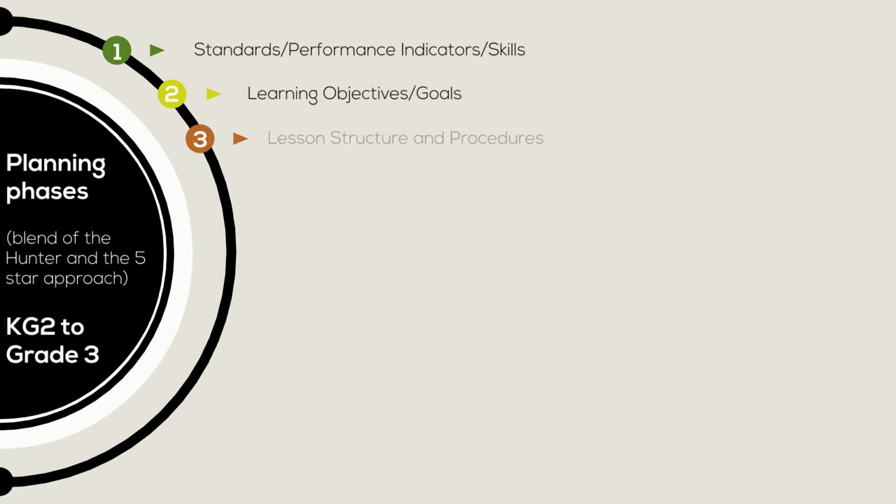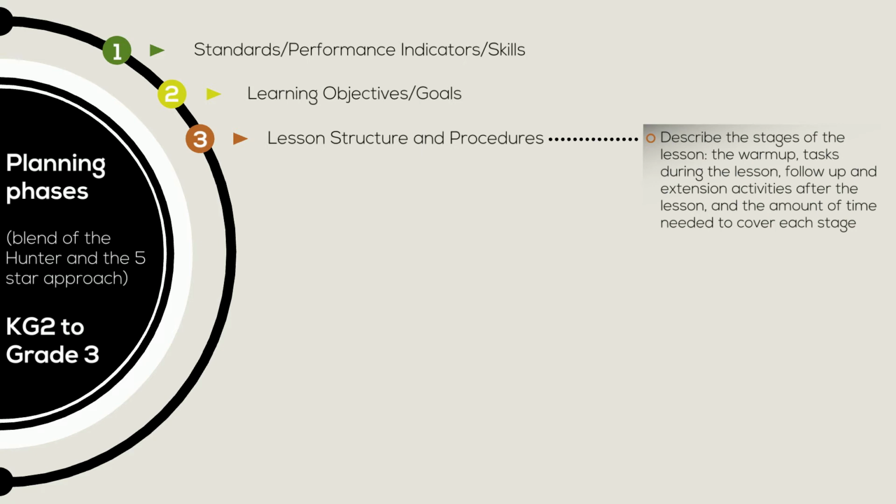3. Lesson structure and procedures. This is the bulk of the lesson plan and is the roadmap for the teacher to execute an effective lesson. Ideally, it should describe the stages of the lesson, including the warm-up or lesson introduction, tasks during the lesson, and follow-up and extension activities after the lesson, and the amount of time needed to cover each stage of the lesson.